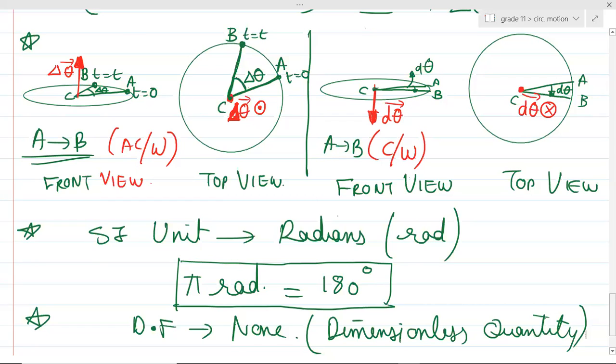Can you see the difference, guys? Clockwise, anti-clockwise. Whenever it is anti-clockwise, it is coming out of the plane. And whenever it is clockwise, it is going into the plane. Yes or no? So you have to keep this in mind a little.